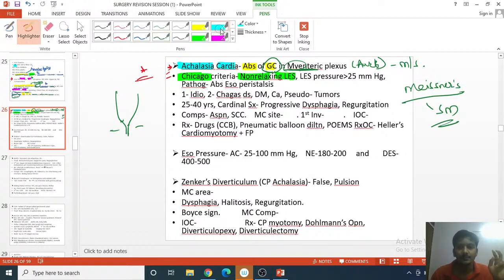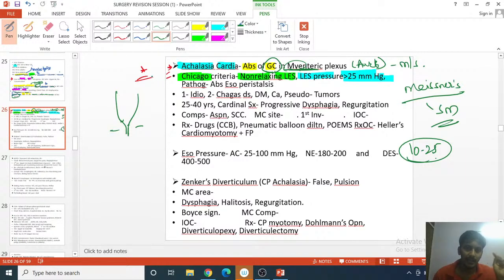Second criteria is LES pressure should be more than 25 mm of Hg. So what was the normal LES pressure? We have already seen, I have already told you. Please remember that, normal LES pressure was 10 to 25 mm of Hg. So when it exceeds 25 mm of Hg, it can lead to achalasia cardia. And the third pathognomic feature, if asked which of the three is pathognomic, it is absent esophageal peristalsis. Okay? So if the pathognomic feature of achalasia is asked, it is absent esophageal peristalsis.